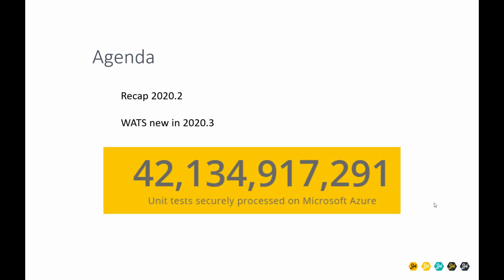The community is growing. WATS is growing. This is the current counter number on our web page, showing how many data points we've processed. It's more than 42 billion and growing fast.